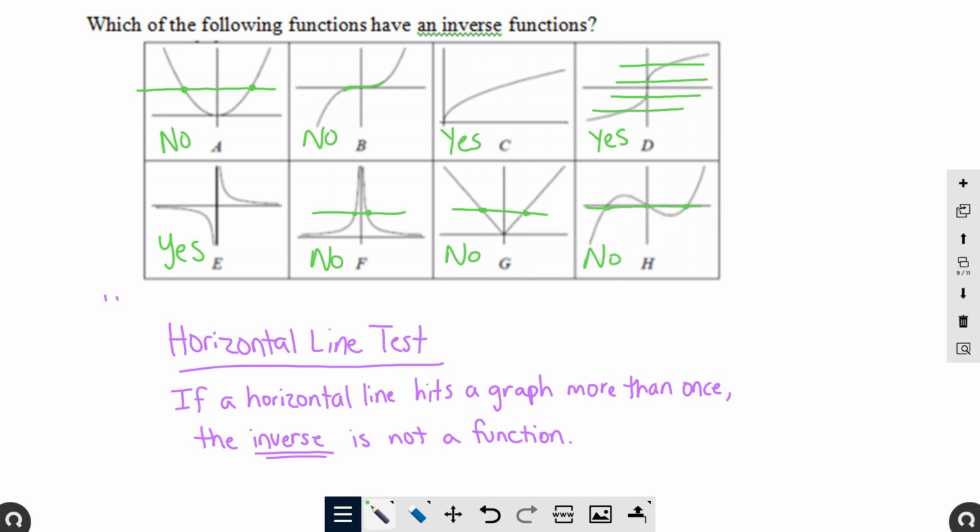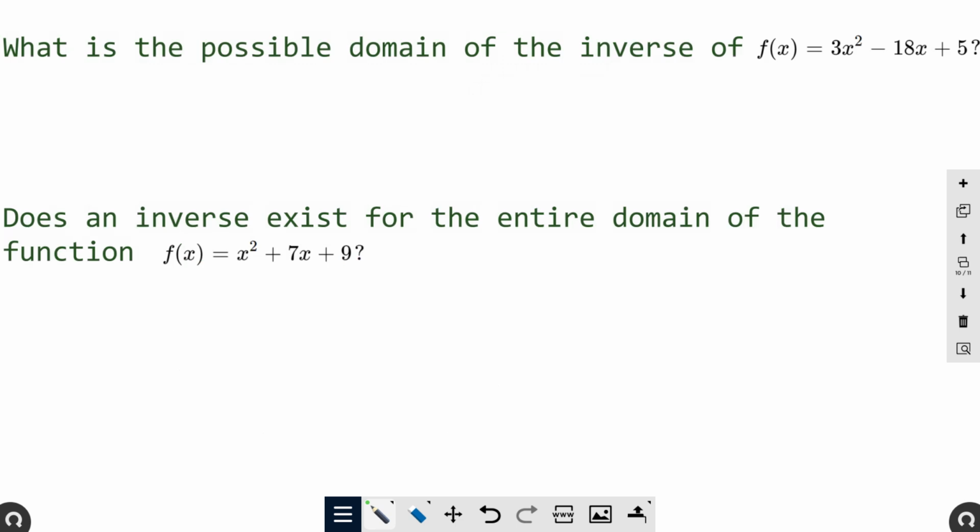So with your horizontal line, make sure it only crosses once to have an inverse that is a function. Sorry, I forgot what I was saying.